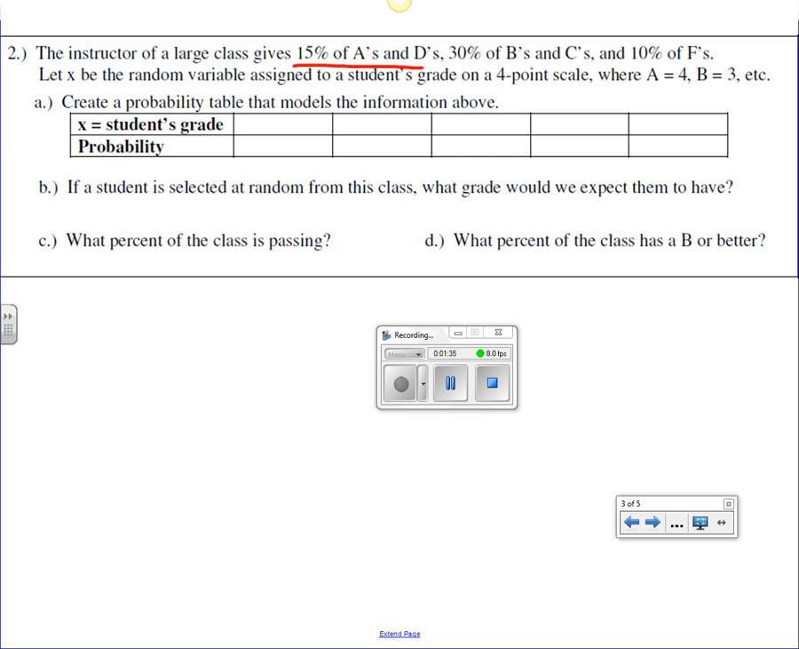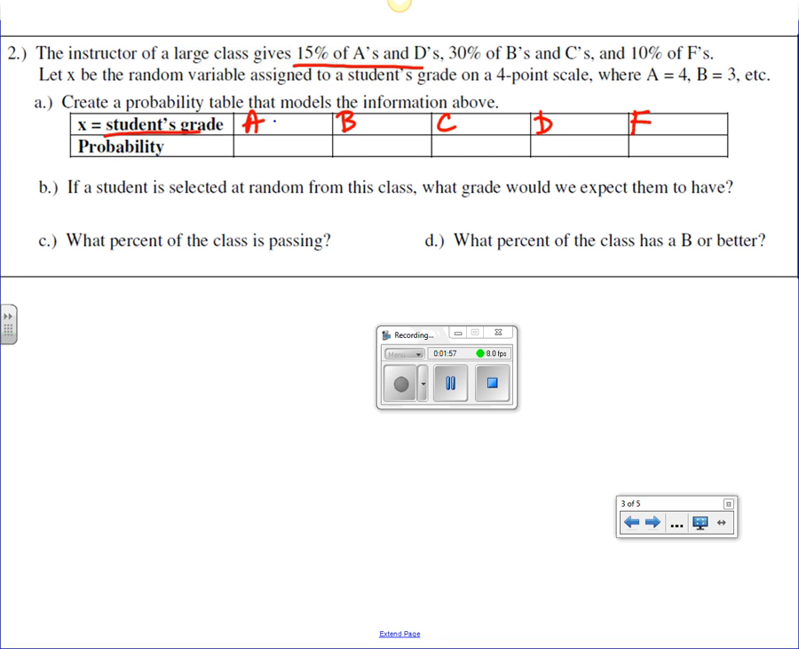So that's kind of like GPA, where for an A you get 4 points, for a B you get 3 points, and so on. So for student's grade, you can make an A. What else could you make? A B, a C, a D, or a F. Okay, so those are your choices for grades, A, B, C, D, or F.